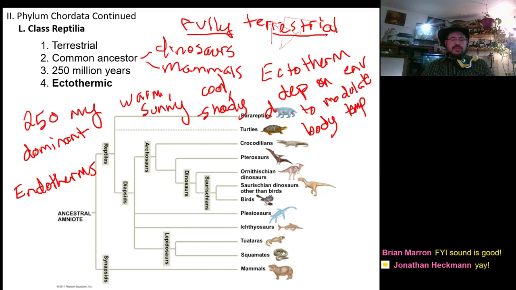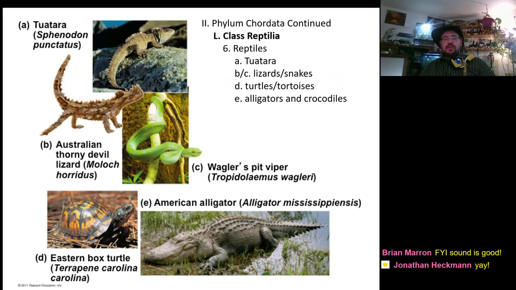So endotherms have internal temperature regulation. Basically, the chemical reactions that power their metabolism keep them warm. And thus, all they need are a few adaptations to cool their body off. Sweating in mammals, feathers in dinosaurs. So, continuing through reptiles, there are some very cool reptiles out there to talk about.